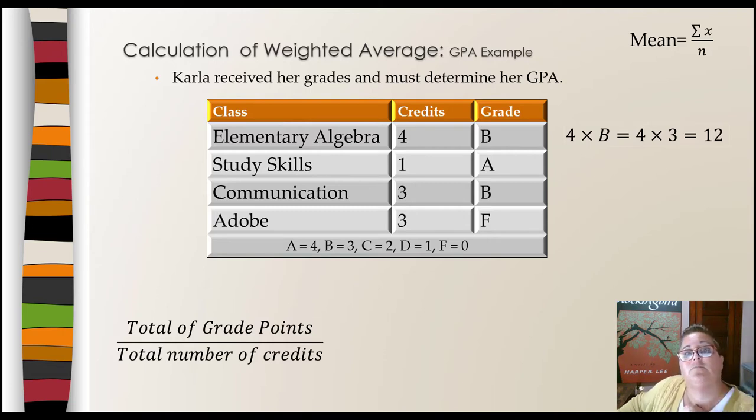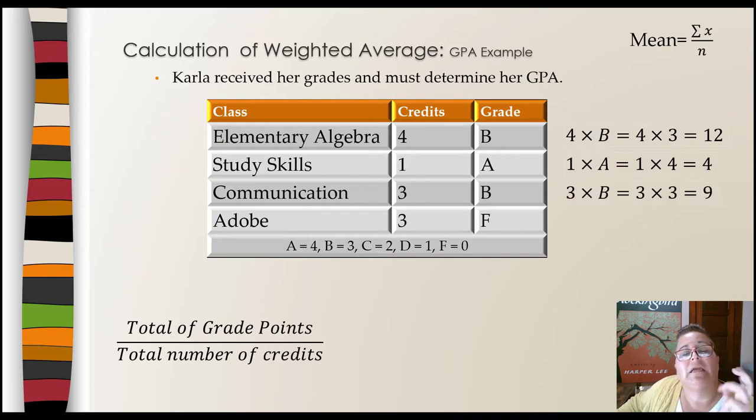The study skills class is an A, but it was only 1 credit, which means you don't get that A awarded but 1 time. So you only get 1 times 4, or 4 points for that class. The communication class was a 3-credit class, and Carla received a B. So that B counts not once, not twice, but 3 times. So 3 times 3, because a B is worth 3 points, is 9 points. She will receive 9 points for her B in that class.